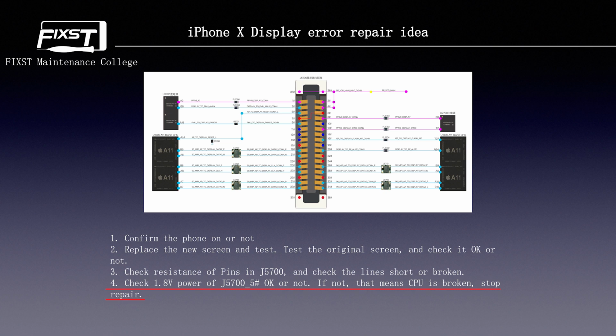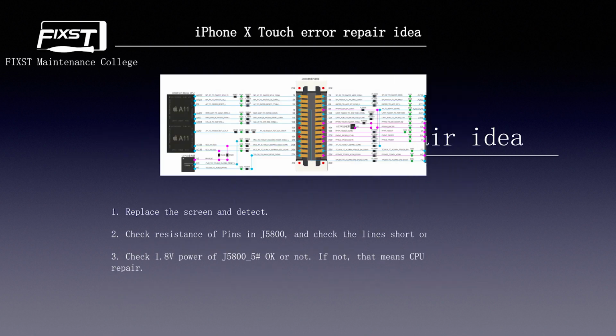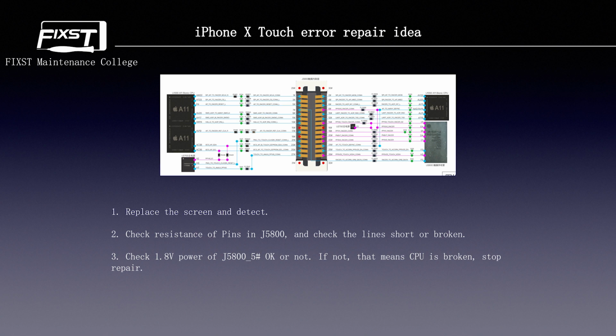If not, that means CPU is broken. Stop repair. Next, iPhone X touch error repair idea. There are 3 steps in iPhone X touch error repair idea. 1. Replace the screen and detect. 2. Check resistance of pins in J5800 and check the lines short or broken. 3. Check the 1.8 voltage power of pin 5 of J5800 okay or not. If not, that means CPU is broken. Stop repair.